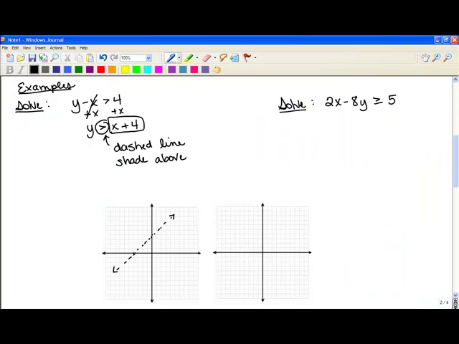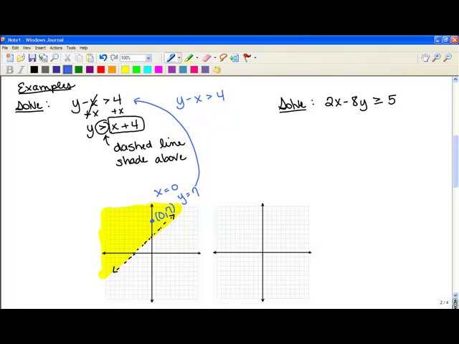So there is our dashed line, and we need to shade above. This means that all the points in the shaded area will make this inequality true. Now I'm going to test and make sure that our solution is correct. I'll choose any point in the shaded area. I'll choose the point 0, 7. This means that x equals 0 and y equals 7. So I'll plug these two numbers into the original inequality and make sure it's true.